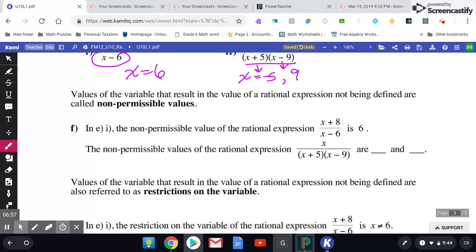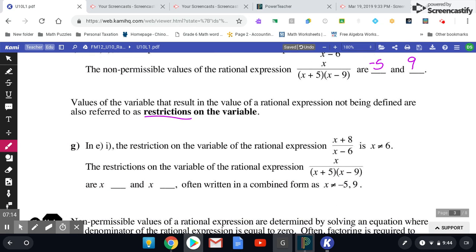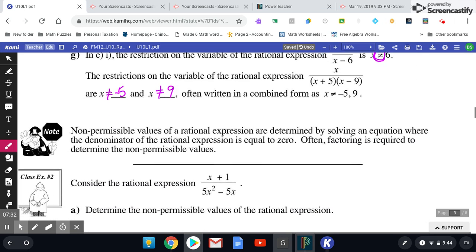Values of the variables that result in the value of a rational expression not being defined are called non-permissible values. So it just gives you an example here. This is 6, and this one would be -5 and 9. Those are called non-permissible values. If you want to write them as restrictions, restrictions are things that you cannot have, in which case we write them with a little symbol like x cannot equal 6. Those are called restrictions. So x cannot equal -5 and x cannot equal 9. Okay, non-permissible values.